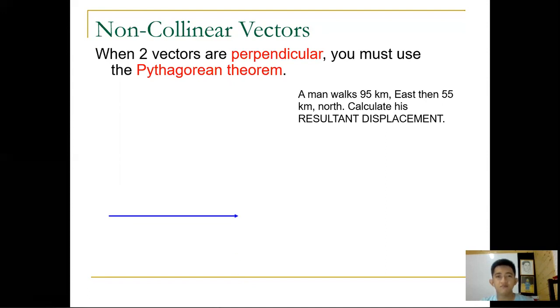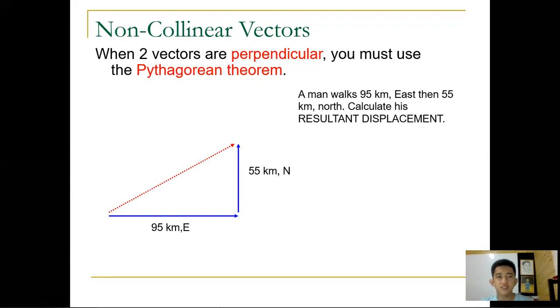The first vector is 95 kilometers east, and the second vector is moving towards the north with 55 kilometers. So this is the point where he started, and this is the point where he stops walking. We need to calculate the resultant displacement. This dotted arrow represents our resultant displacement, or our resultant vector.